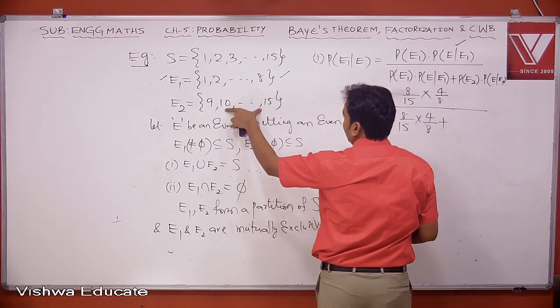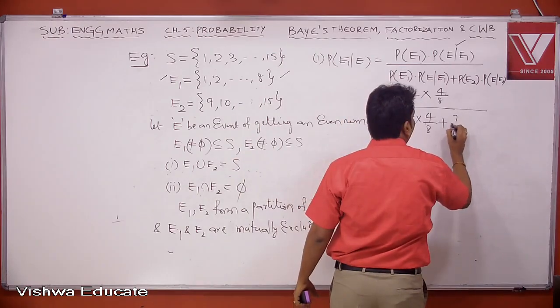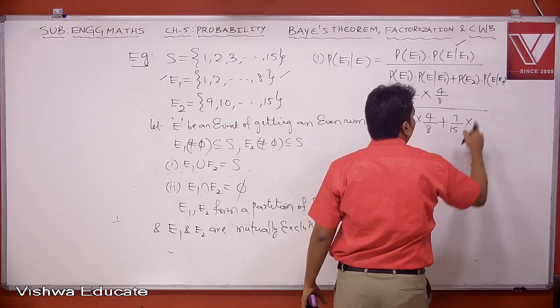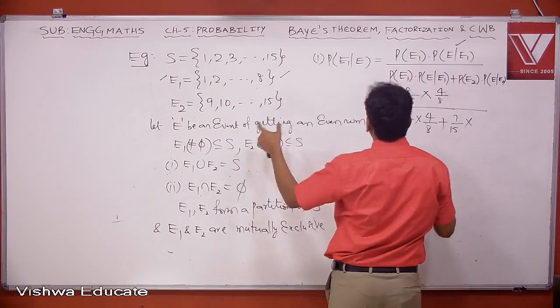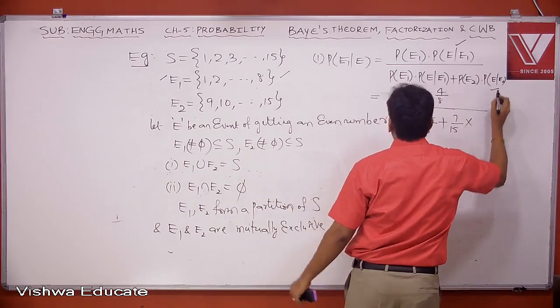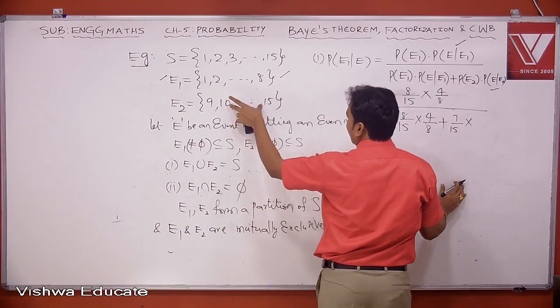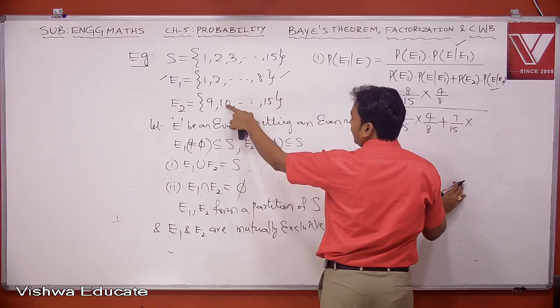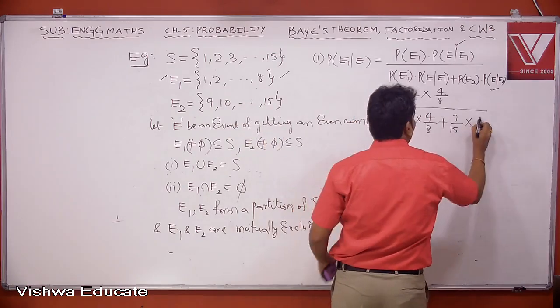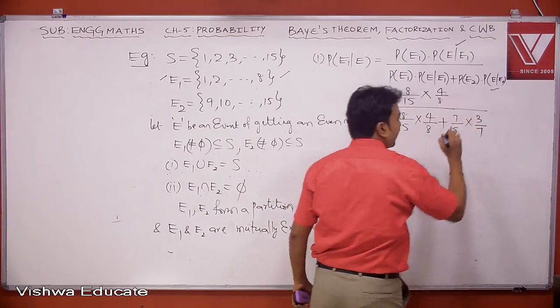Here 7 numbers are there. So therefore 7 out of 15 into P of E slash E2. To get this probability, the sample space is E2 only. So how many points are there here? 7 points. How many even numbers are there? 10, 12, 14. So therefore this is 3 by 7.